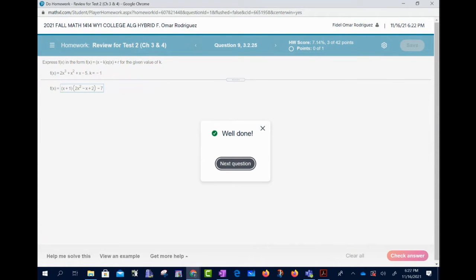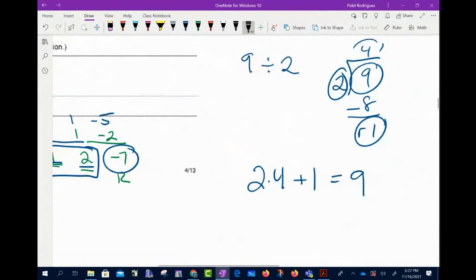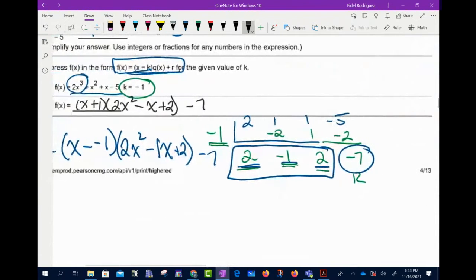So that's all that they're really asking me to do. It's that idea, y'all, of when we would divide like this, we would say that the whole number 9 was equal to 2 times 4 with the remainder. It's kind of the same idea, except now we're applying this to polynomial type stuff.